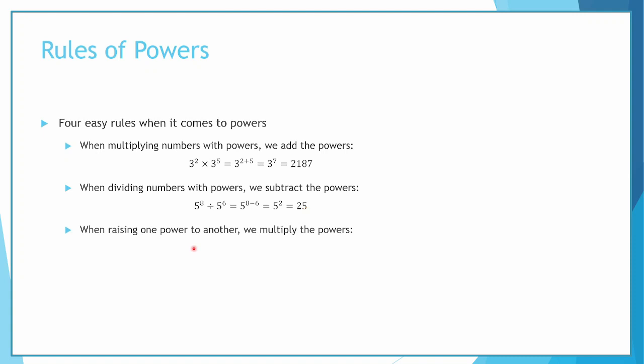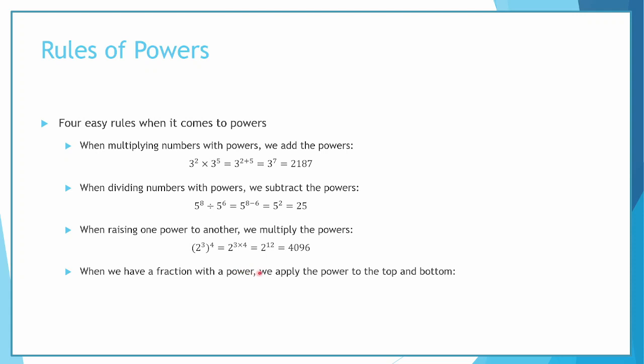When raising one power to another, we multiply the powers together. So here we have 2 to the power of 3, all of that to the power of 4. So that's going to be 2 to the power of 3 times 4, which is 2 to the power of 12, which when you work it out on a calculator gives us 4096.